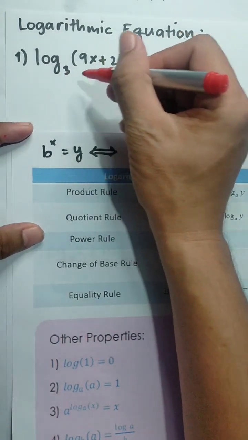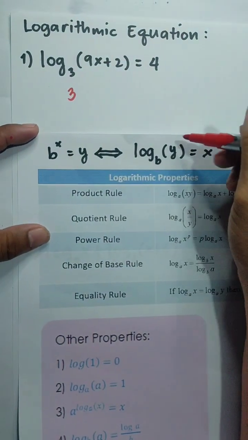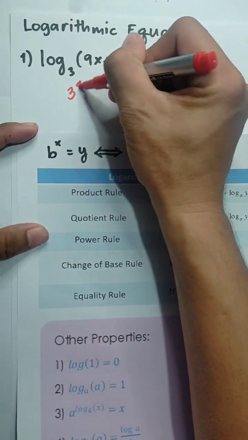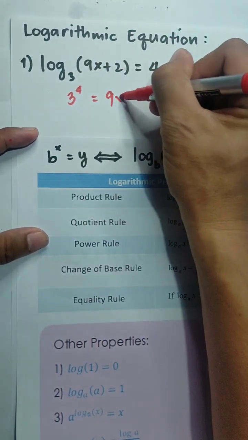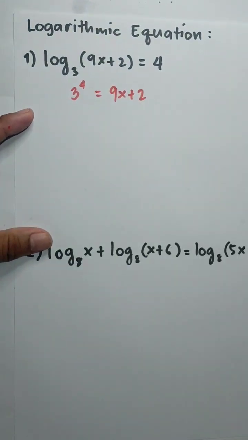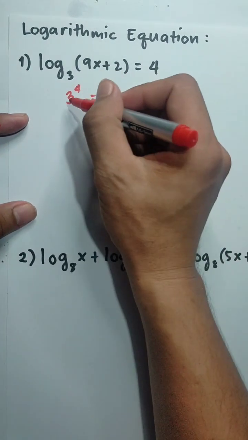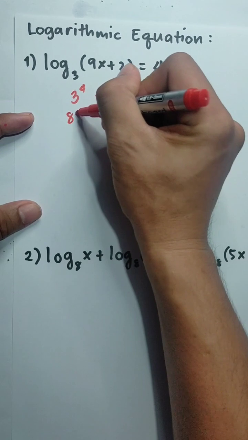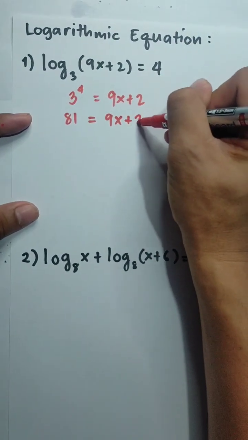So the base is 3, and we raise it to the power of our exponent, which is 4, and this is equal to the argument 9x plus 2. Now let's start solving for the value of x. 3 to the 4th is 3 times 3 times 3 times 3, that's 9 times 9, which is 81. And this is 9x plus 2 on the right hand side.